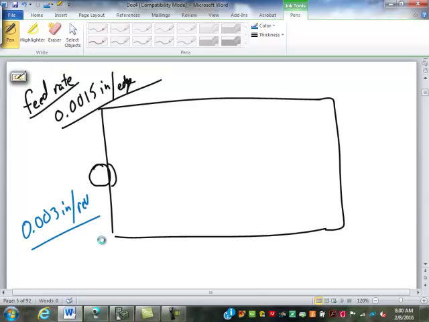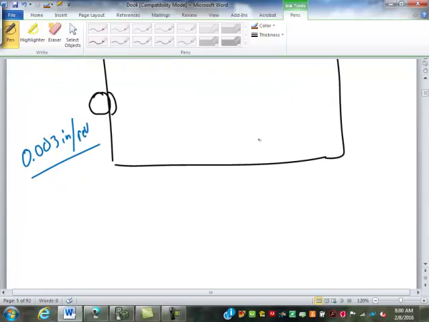The feed rate is just given in inches per revolution. So we're going to assume that the number of teeth on our tool has already been taken into account there. So if this were your feed rate per edge or per tooth, that would be a 2-tooth mill. That's already been accounted for.